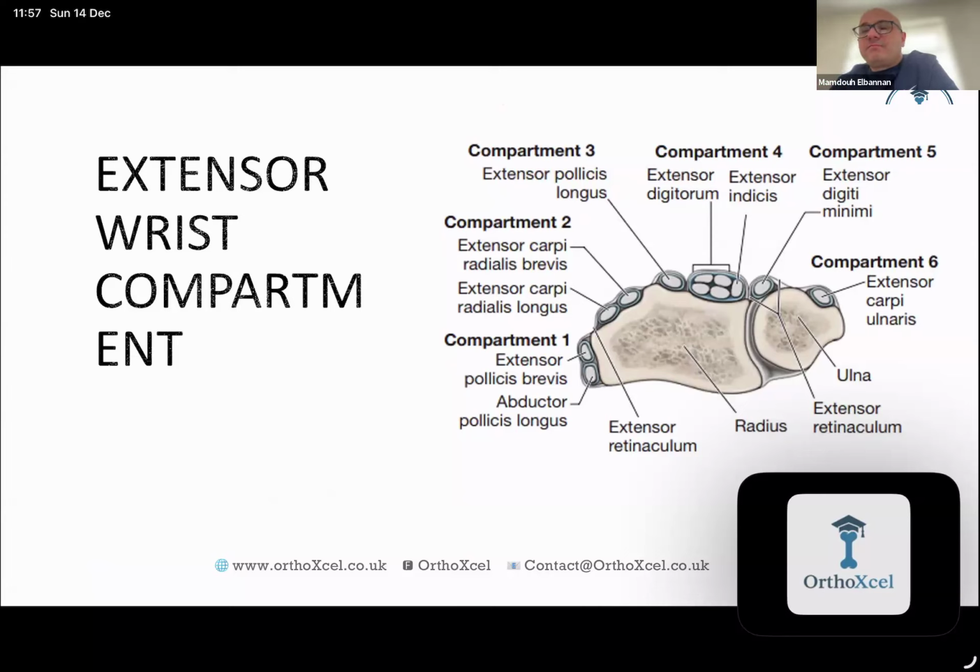Second, it's not common, but it may turn up. The third compartment, it's a very common question with the radial nerve, with the distal radius fracture and plaster, with a patient unable to extend the thumb after 6 weeks of injury.